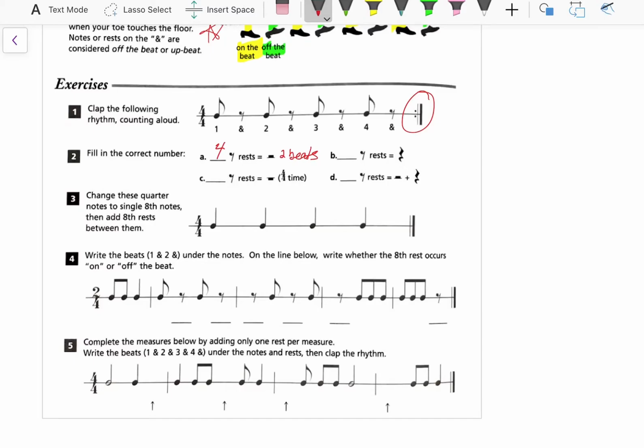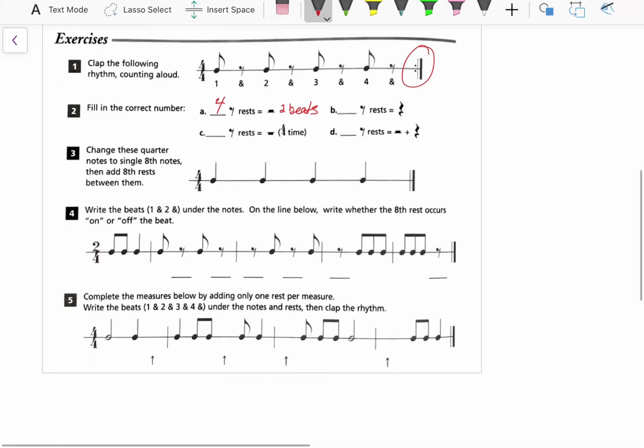All right. Now number 3. This one should be pretty easy. All you need to do is change the quarter notes to single eighth notes. And how would I change it to a single eighth note? Well, I'm going to add the flag. That wasn't a great flag, but you get the idea. I'm just going to add the flag onto each note.